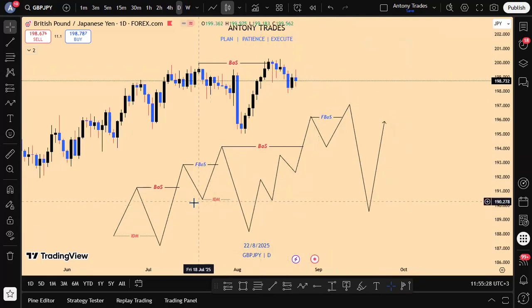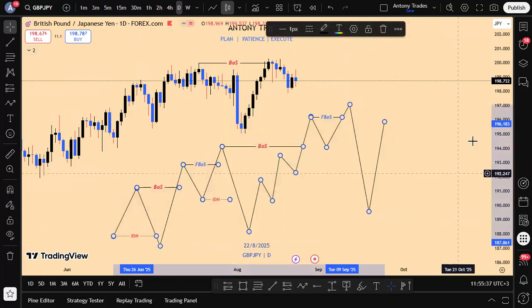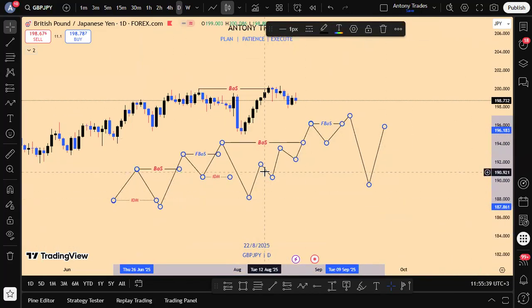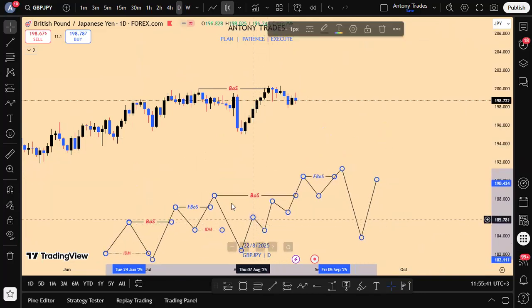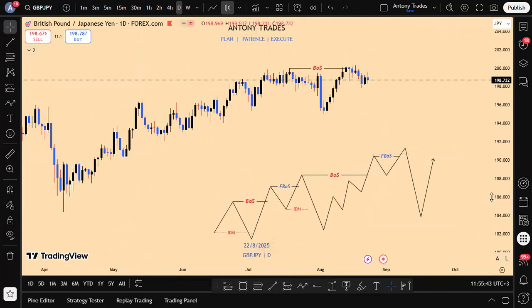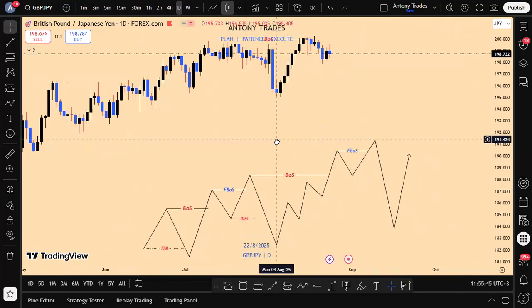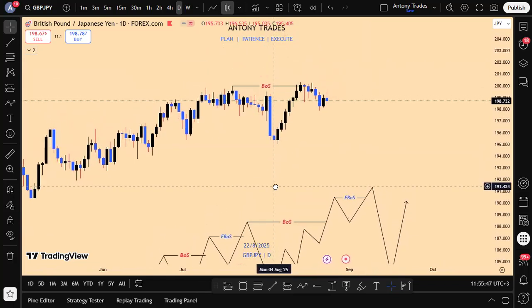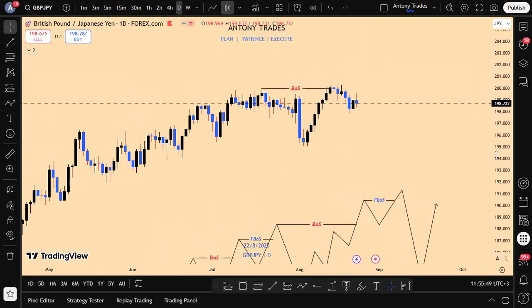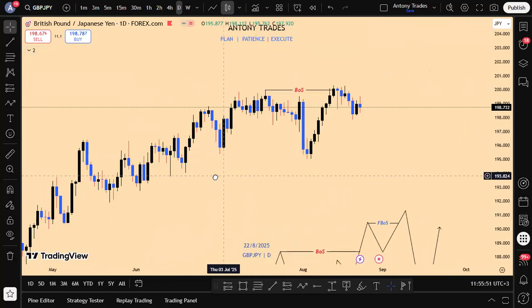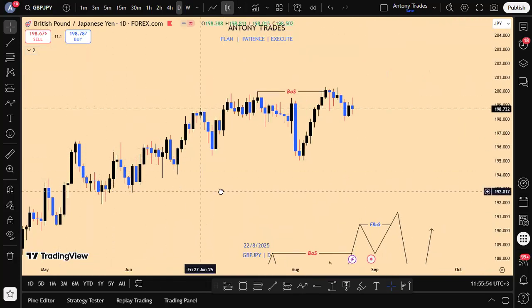Now that you know how to identify a valid break of structure or a fake break of structure, maybe I can try to push this one downside like this. Now that you know how to identify a valid and an invalid or fake break of structure, now let's analyze this chart together here. Maybe let's start from this area.